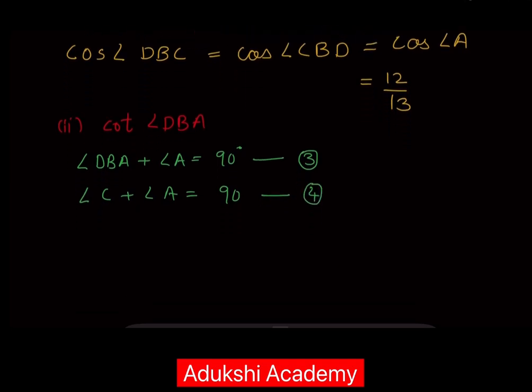So from 3 and 4, what you can do? From 3 and 4 you can say both the things are equal to 90 degree. Therefore angle DBA plus angle A is equal to angle C plus angle A. Now angle A gets cancelled out. Therefore angle DBA is equal to angle C.